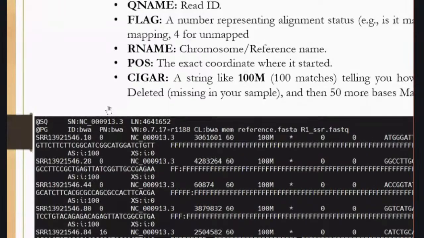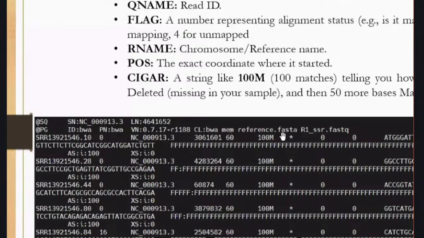Here you can see the header lines, which start with @SQ and @PG; both are headers. In this information, you get the details of the reference genome you have used to map, and its length. PG is the program used in this mapping. So the BWA program has been used. The version is this. The command line used was bwa mem reference.fasta and the R1 FASTQ file. So this FASTQ file has been mapped on this reference.fasta.